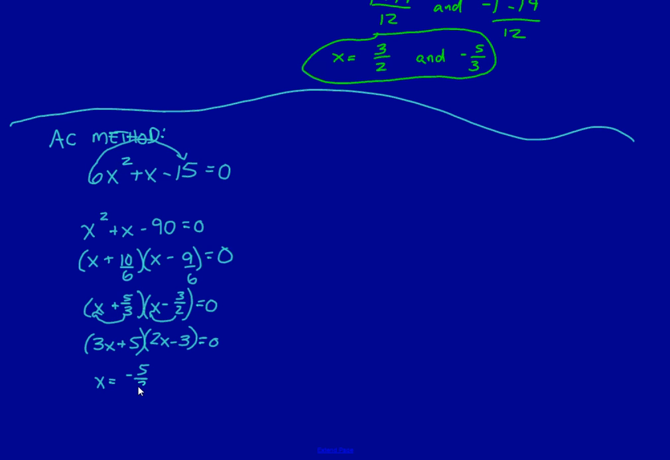negative 5/3 and x equals 3/2. So I get the exact same answer as I did when I did the quadratic formula. That's just showing that it works. It is the correct way to do factoring quadratics. Or you can also see that 3/2 and negative 5/3 we could convert into these factors: 3x plus 5 and 2x minus 3.